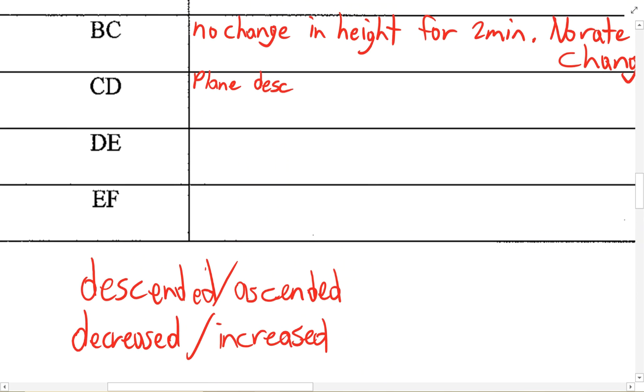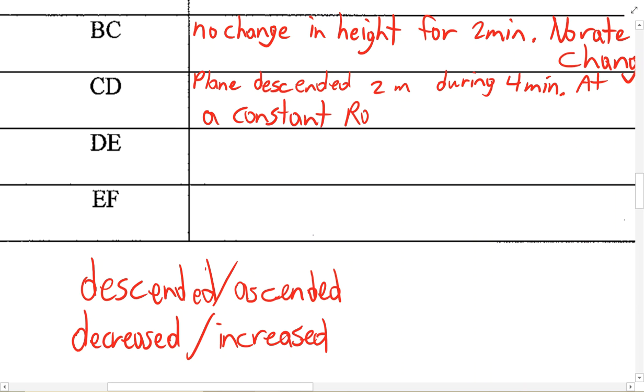Okay, so for CD, plane descended 2 meters during 4 minutes. Okay, and it's a straight line, so you would say at a constant rate of change. Okay, done. Then what about DE?